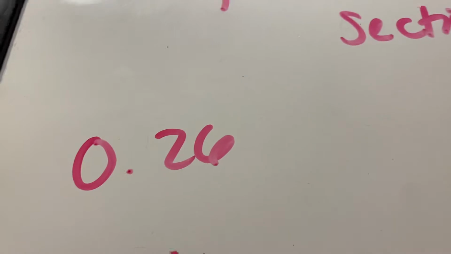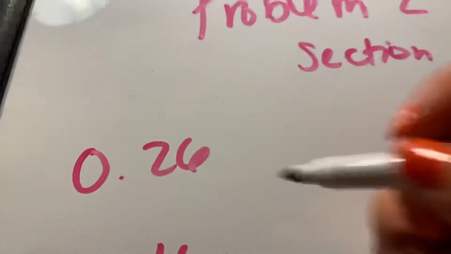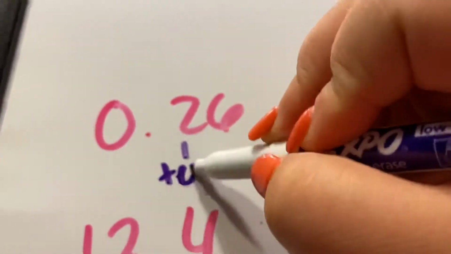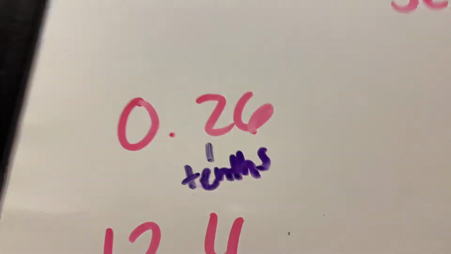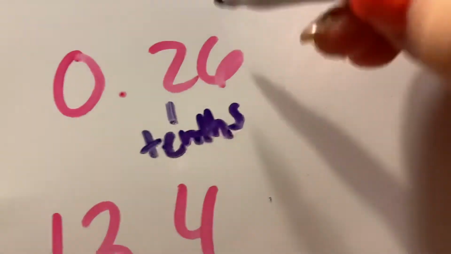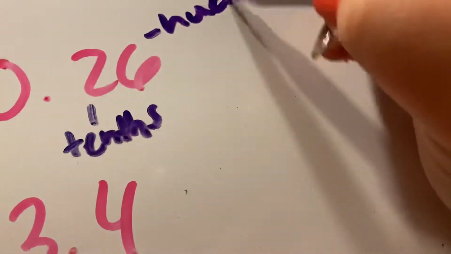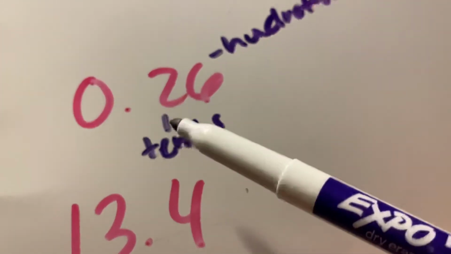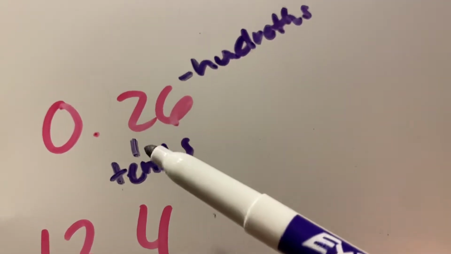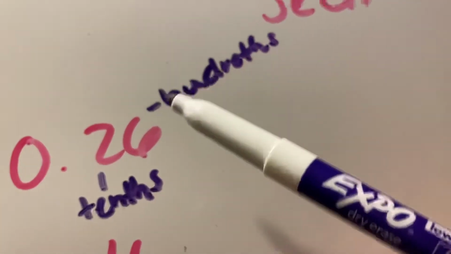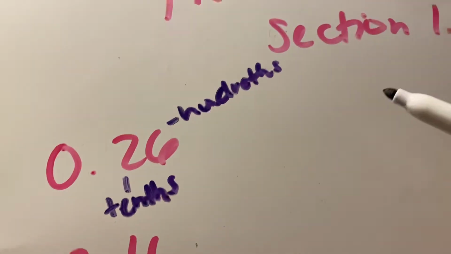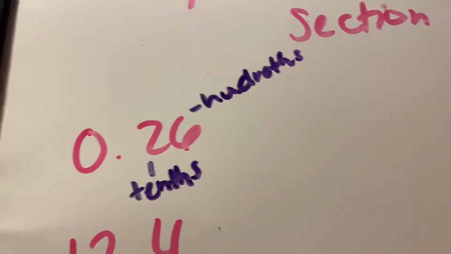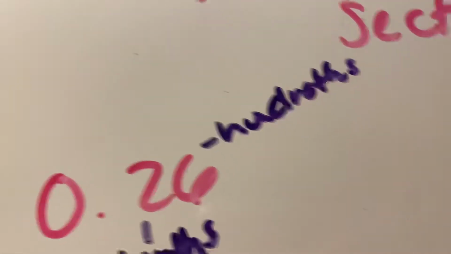Here we have the decimal 0.26. The 2 in this decimal represents the tenths, and the 6 represents the hundredths. The first number after the decimal point is always the tenths, the second is the hundredths, and it goes on from there to the thousandths, millionths, stuff like that.